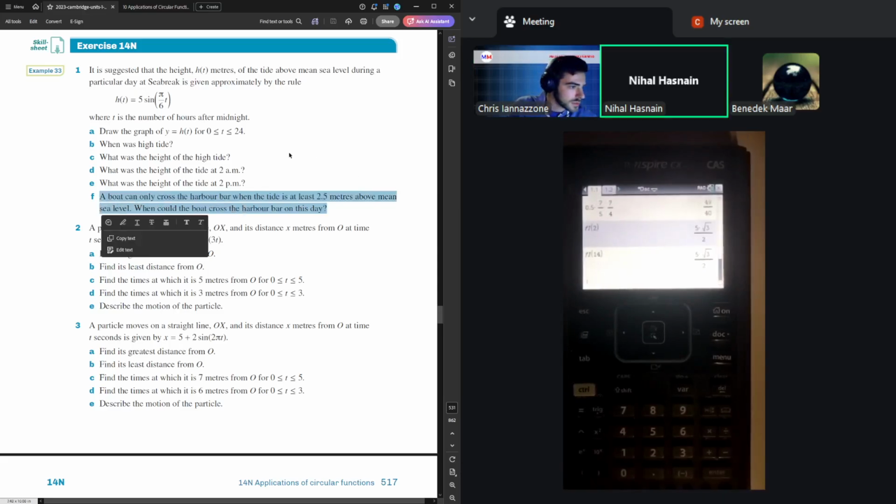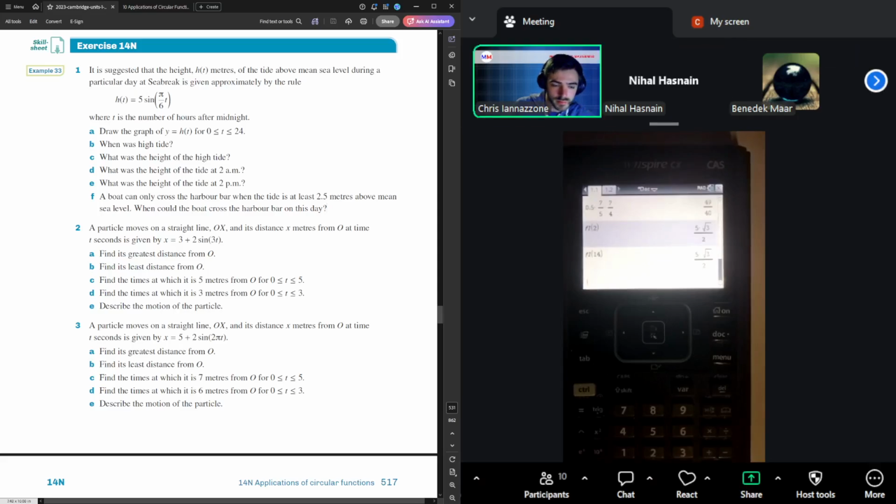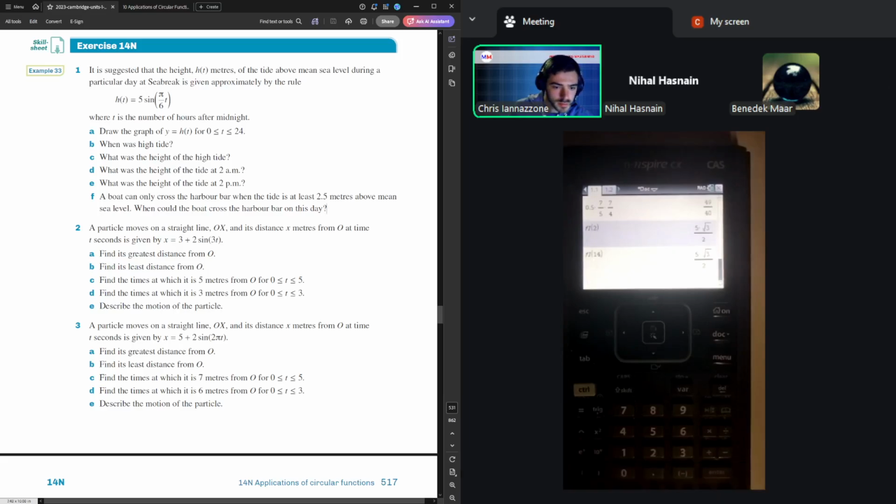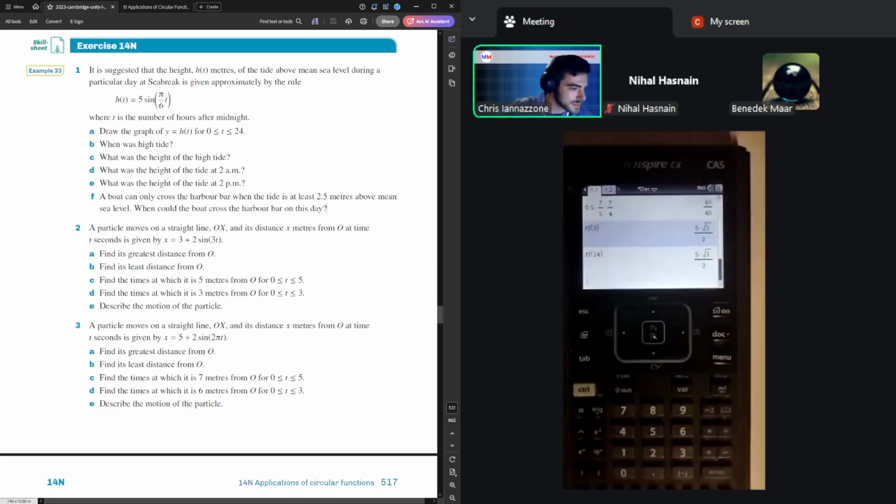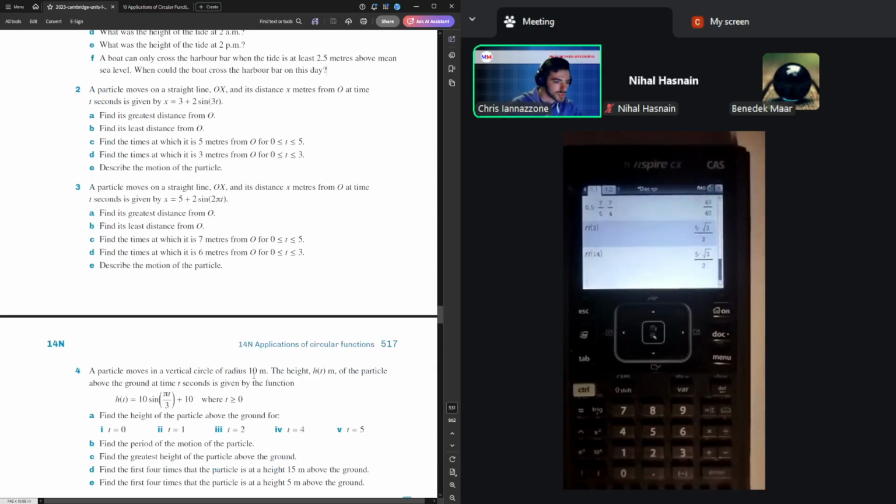Cool. Question: is it supposed to be degrees for this, or radians? Good question. Because there's pi involved in the actual function, you assume default radians here. That doesn't necessarily hold if you look at question 2, where there's no pi involved. So these questions are practically always radians unless they literally use the degree symbol.